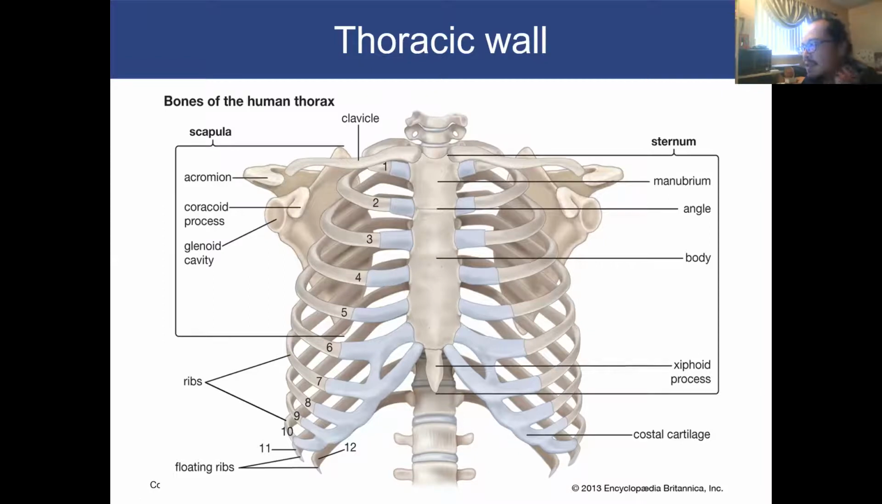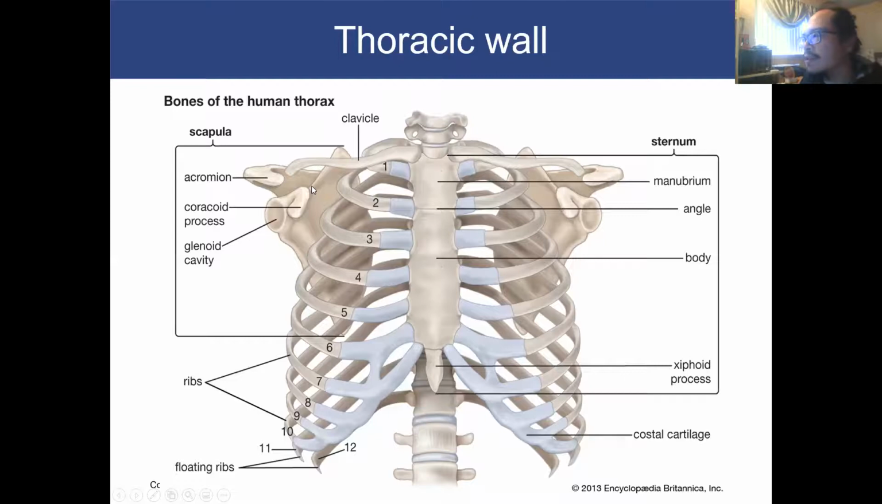And what else? Two other very important parts that form this thoracic wall are the clavicle. So clavicle is this bone on our shoulder right here. And then in the back, we have this bone called the scapula. So scapula right here. Clavicle connects with this acromion, and this is the scapula.